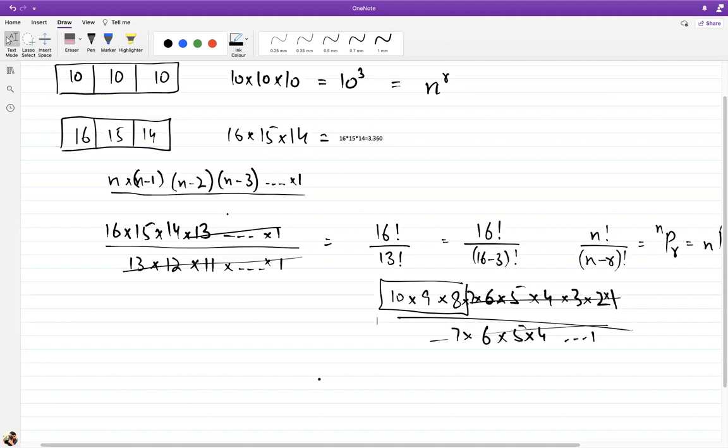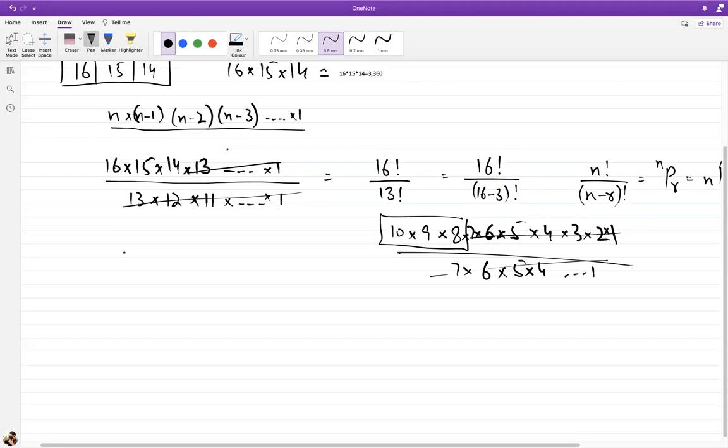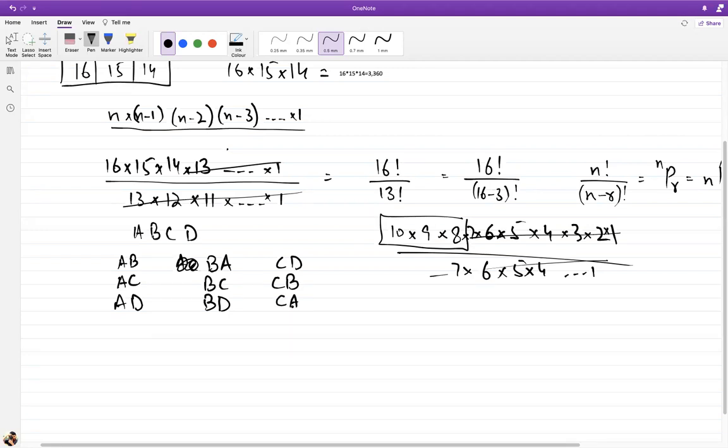So it's like saying how many ways of picking two letters out of four, A, B, C, D. Choosing two would be AB, or AC, or AD. That's one option. We could be like BA, BC, or BD, or we could also be like, okay, I have CD or CB or CA. Okay, and then obviously there'll be DA or DB or DC.